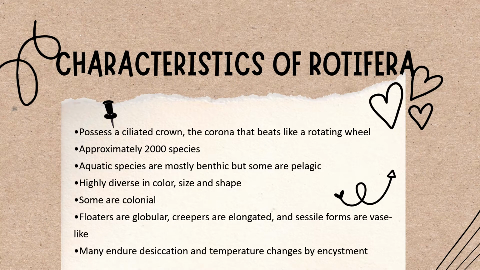Characteristics of Rotifera. It possesses a ciliated crown, the corona, that beats like a rotating wheel. Approximately 2,000 species. Aquatic species are mostly benthic, but some are pelagic. Highly diverse in color, size, and shape. Some are colonial. Floaters are globular, creepers are elongated, and sessile forms are vase-like. Many endure desiccation and temperature changes by encystment.